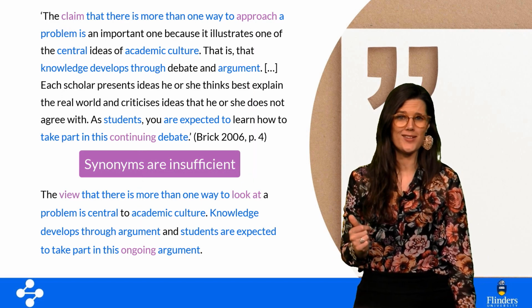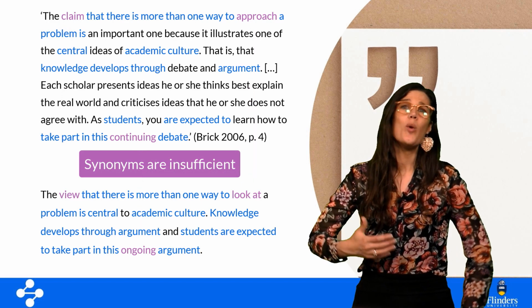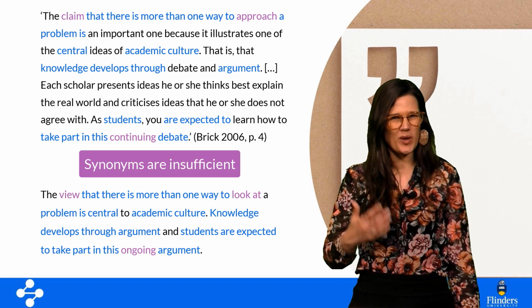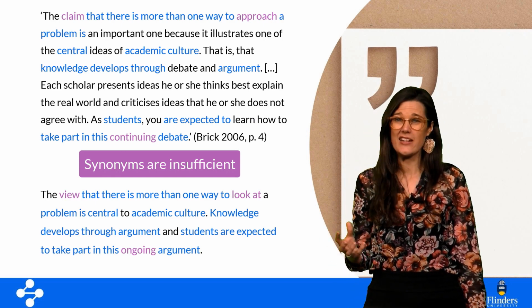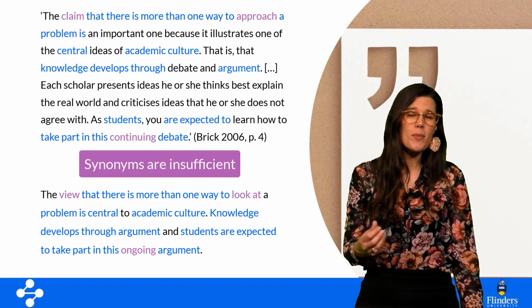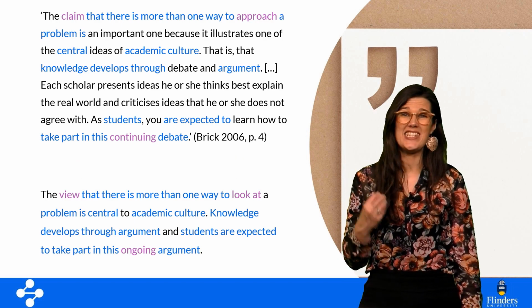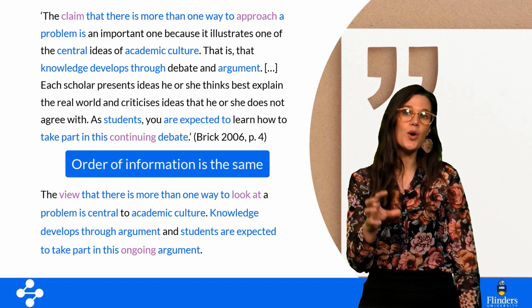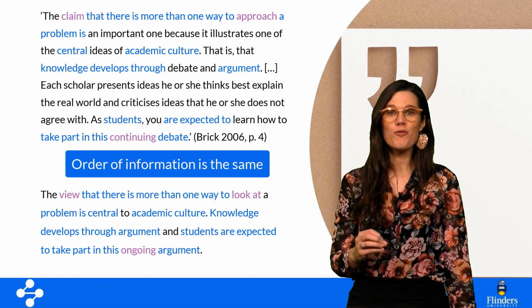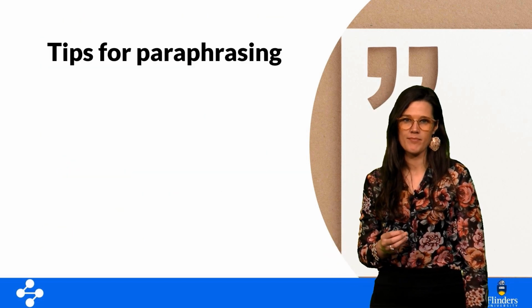And a word of warning on that, sometimes when we do, we use the incorrect synonym and we actually distort the meaning of the original. Another problem with this is that the order of information is exactly the same. So here's some tips for paraphrasing much more effectively.